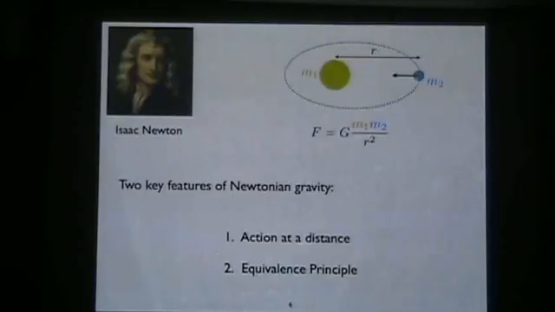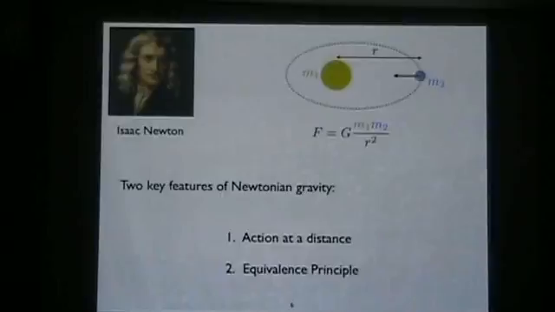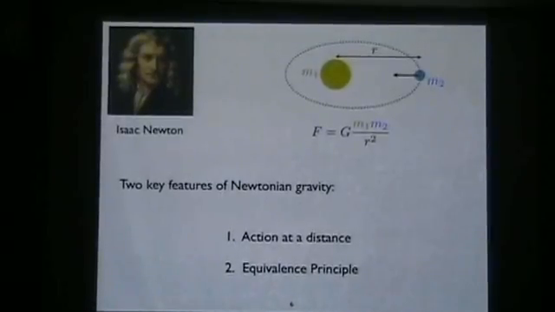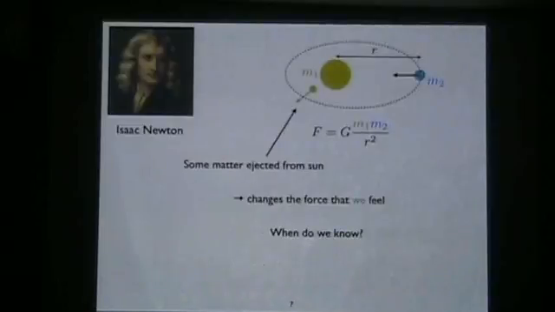Action at a distance is a phenomenon that's inconsistent with relativity, and we'll have to throw it away at some point. But the equivalence principle is one of the deepest properties of the world in which we live, and I want to spend some time going over that in great detail. But I'll start with the first one. The idea of action at a distance comes from the following.